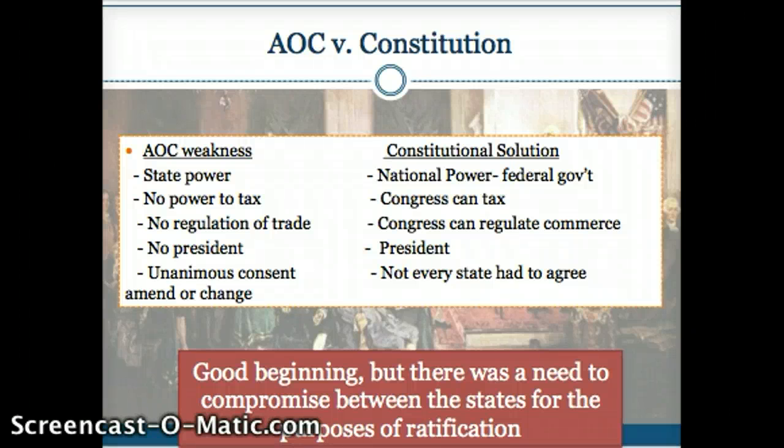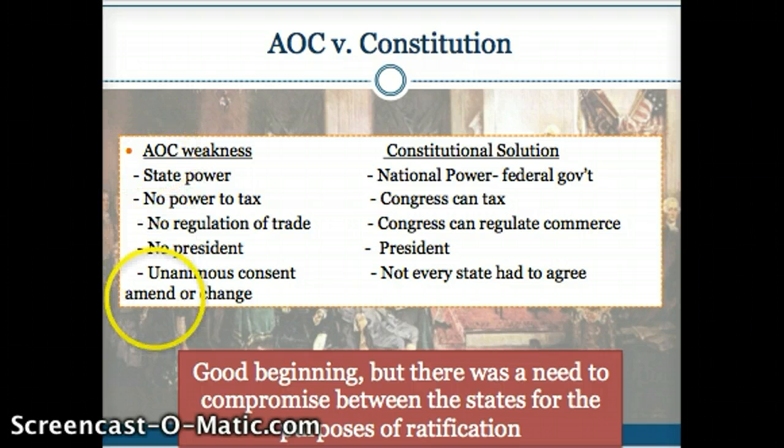In the last screencast, I talked about the different plans and the different compromises that were agreed upon at the Constitutional Convention. Now let's compare how the Articles of Confederation, or the AOC, compared to the Constitution.